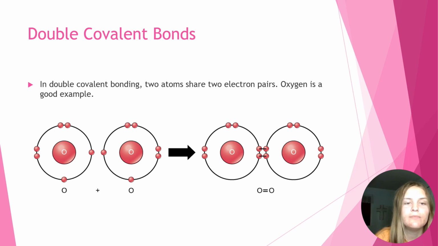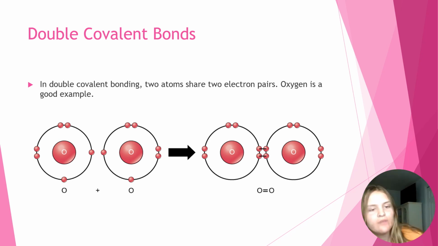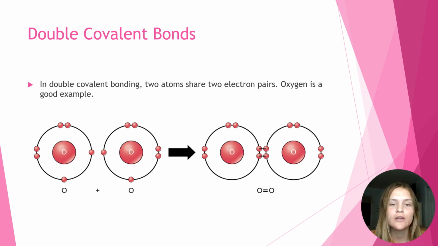Okay, double covalent bonds. So in double covalent bonding, 2 atoms share 2 electron pairs. Oxygen is a good example. So I added a picture here. As you can see, these 2 pairs of electrons bind together.